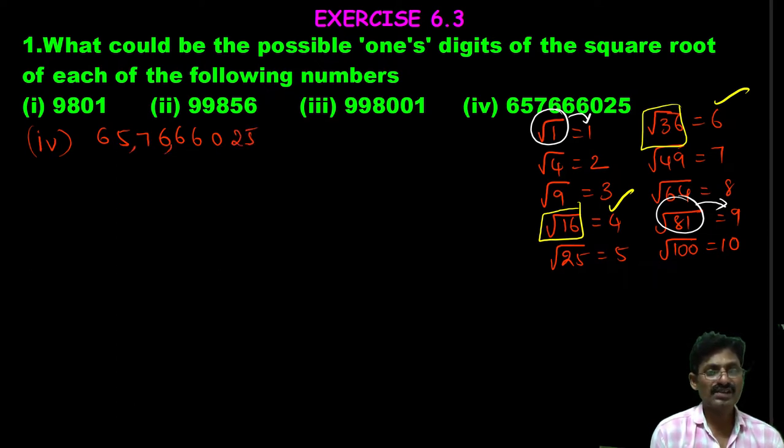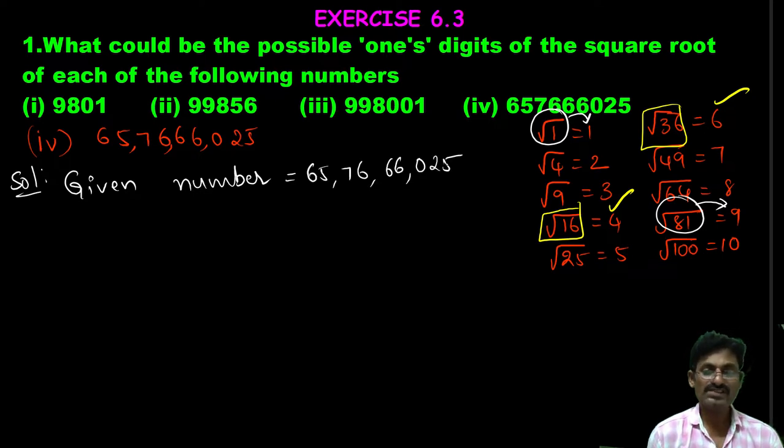65 crores, 76 lakhs, 66,000 and 25. Given number, we can write like this. Given number equal to, now here in this, what is the digit in units place? That is 5. So write digit in units place.